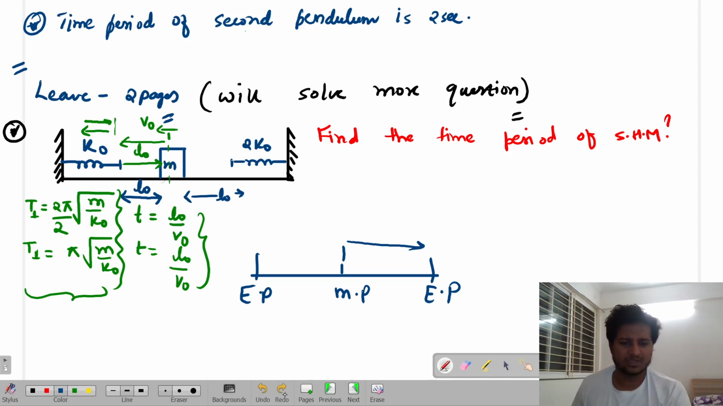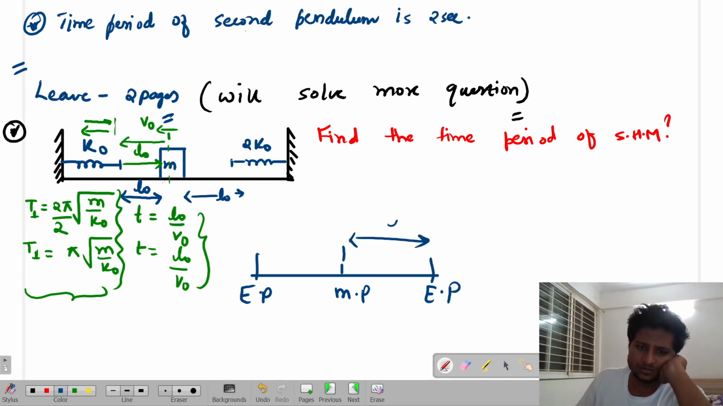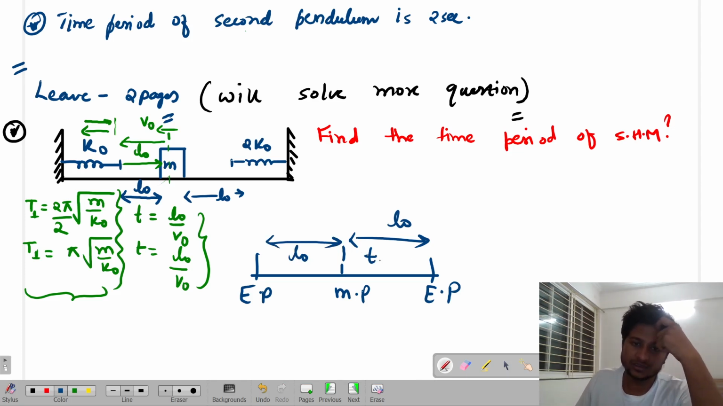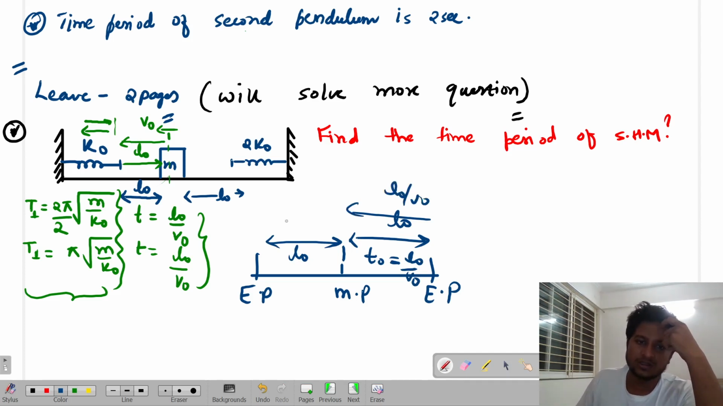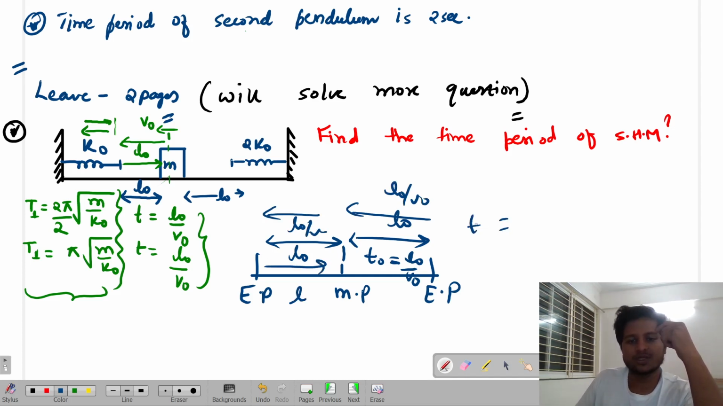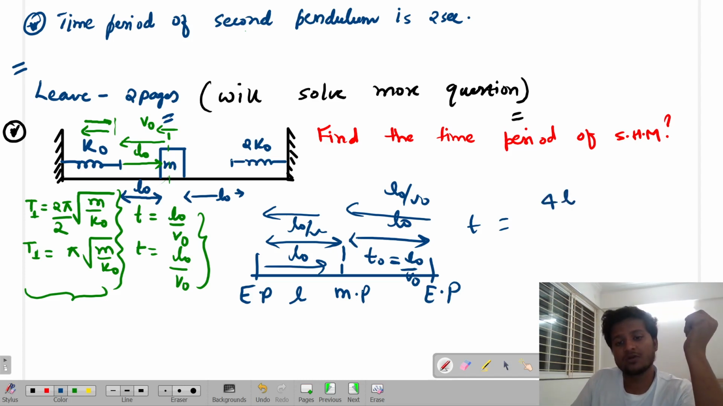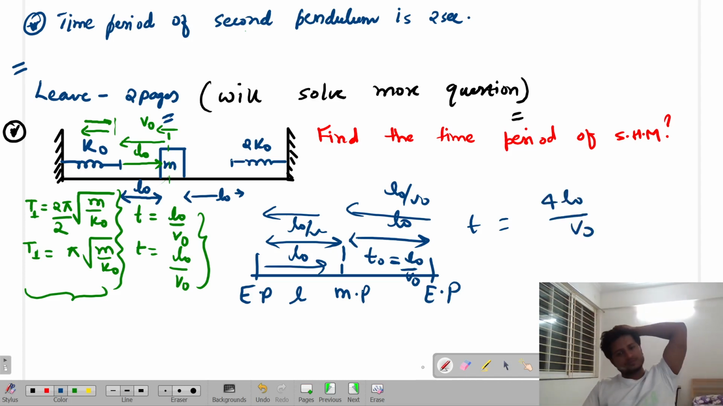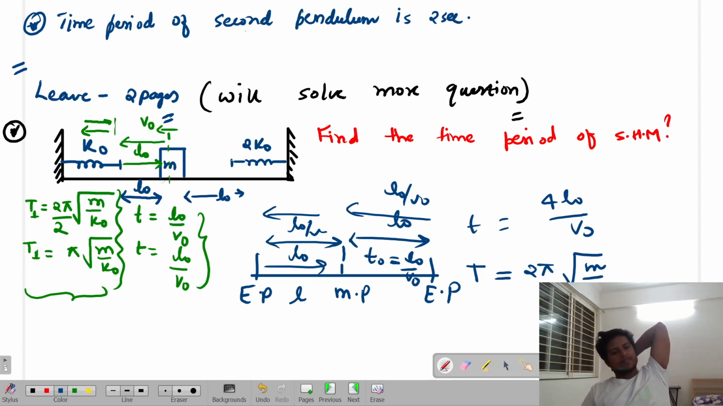So if this gap, listen to me properly, if this gap is of length L naught and this is also of length L naught, then the time in the first case, T naught, will be just L naught by V naught. Then for the return case, L naught by V naught. Then from here to here, L naught by V naught. From here to here, L naught by V naught. So total time period for this oscillation without the spring is 4 L naught by V naught. But for the case of spring, it's just equal to one time period, which is 2 pi root under m by k. Did you understand?